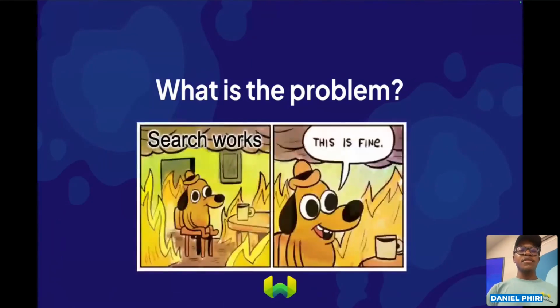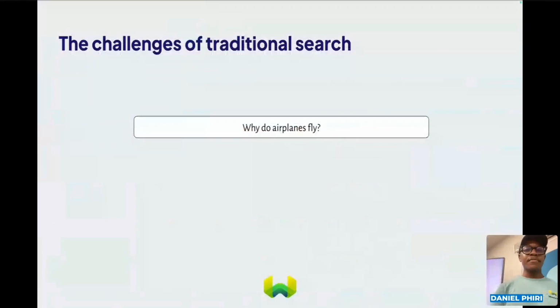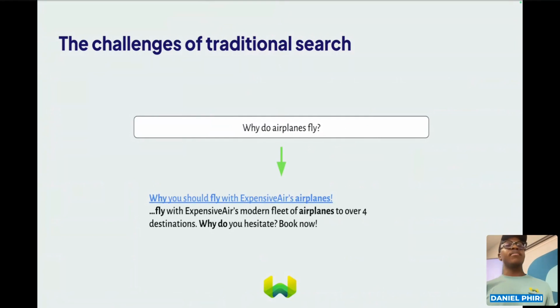But the problem is search works, like I just showed you, sometimes, but also it leaves us feeling like this, right? We've got a response, but we're not necessarily happy with it. And it feels like everything is wrong. And the problem is a lot of the search we do is traditional search. And that usually is keyword matching. So when we search something like, why do airplanes fly? We get a response like fly with expensive airlines, which is essentially an ad. That's not what we want, right?